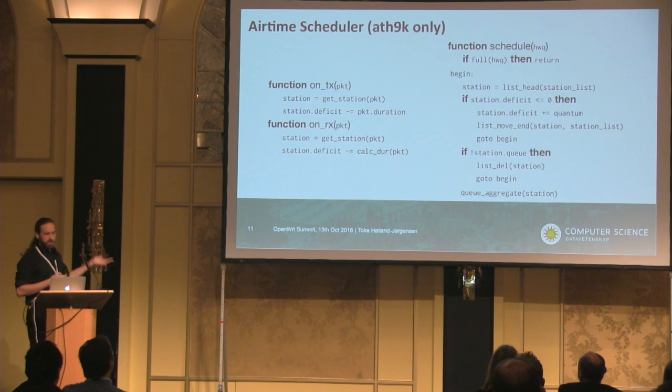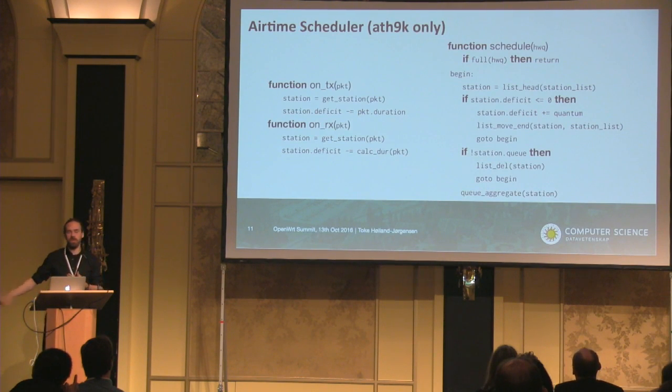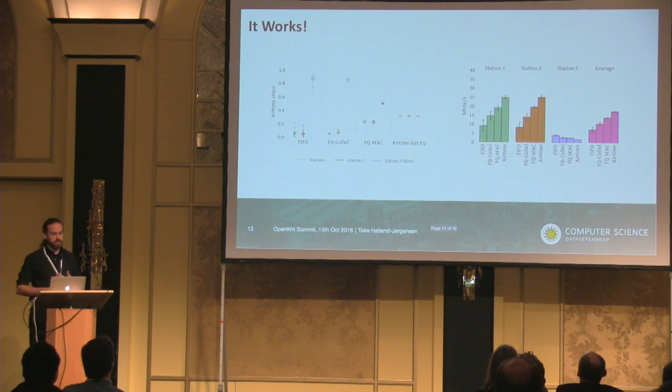And so what do we get from this? Well, instead of everyone getting the same throughput, everyone gets the same airtime. So that means that now your achieved throughput in the air only depends on yourself. It doesn't depend on whether or not you're competing with slow stations. And this is what that means.